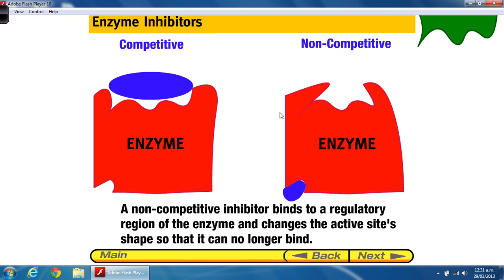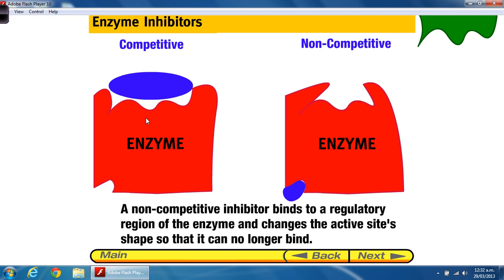Now, one thing that's maybe not quite shown so well in this animation is that normally the inhibitor has a similar structure or shape to the substrate. A competitive inhibitor is actually a molecule that is very similar in shape and structure to the substrate, and that's one of the reasons why it can bind to the active site.